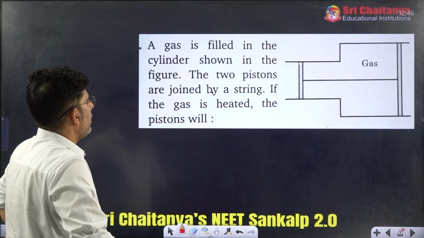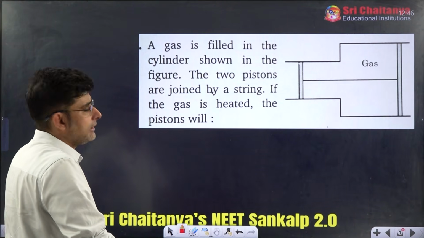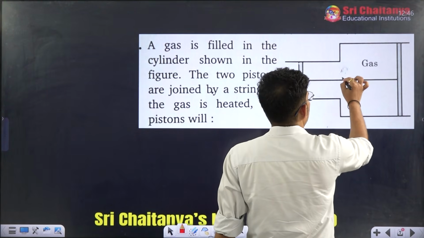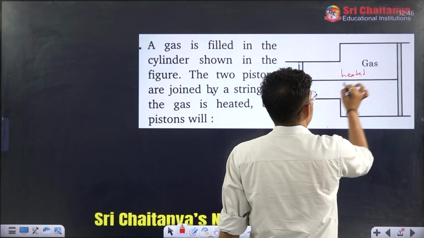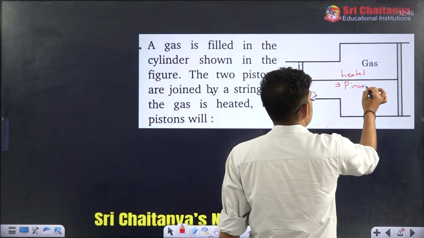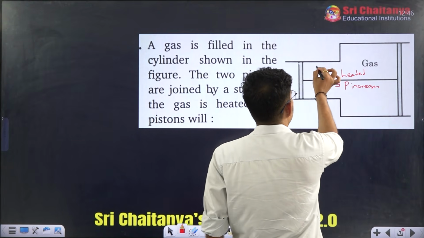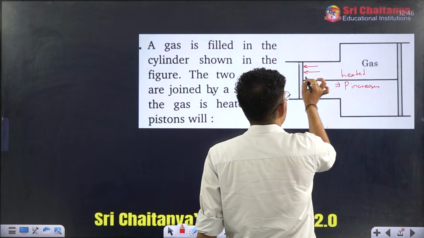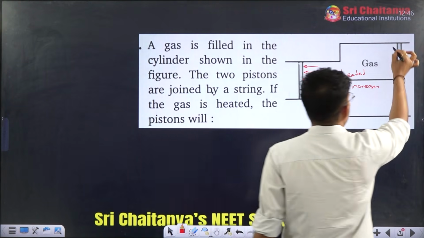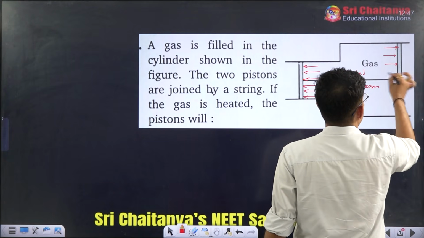The two pistons are joined by a string. If the gas is heated, what will happen to the pistons? Now when the gas is heated, pressure will increase. If pressure increases, it will exert force on both the walls. So here also there will be force on the left piston and also on the right piston.